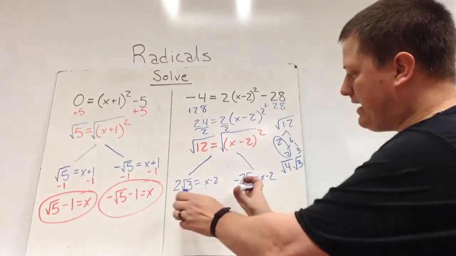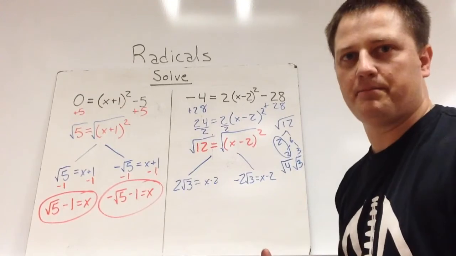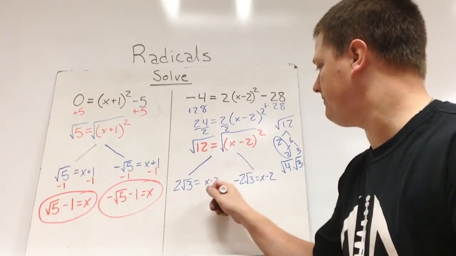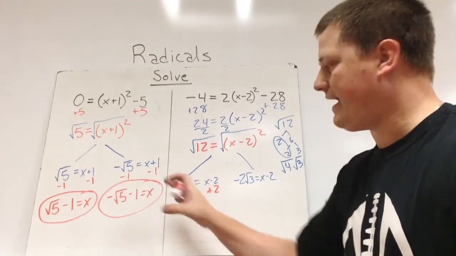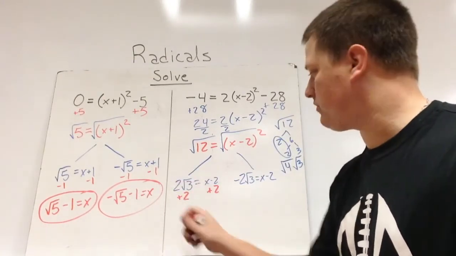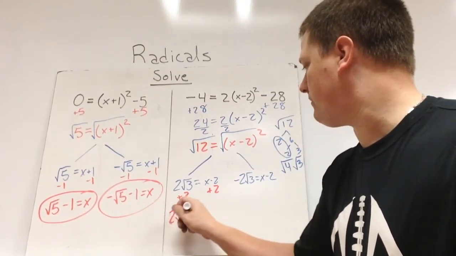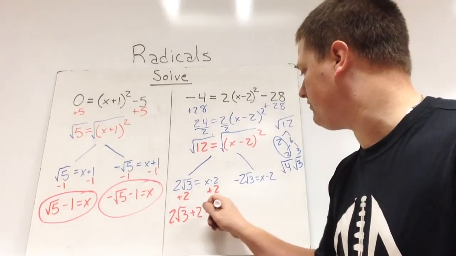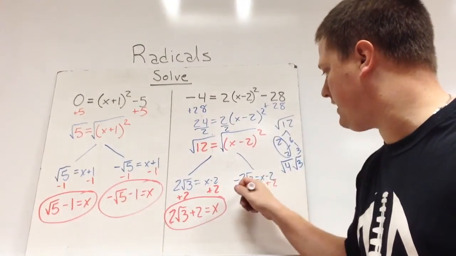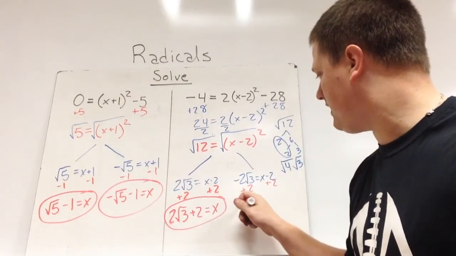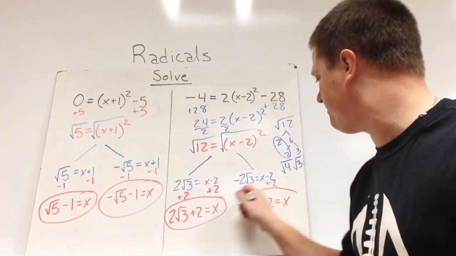Notice I can put my simplified version in and just put a negative sign in front of the negative version. Then I'm going to add 2 to both sides. Now, this 2 doesn't have a square root next to it, so I can't add them because they don't have the same square root. So I've got 2 square root 3 plus 2 equals x. And in this one, I'm going to add 2. And again, I can't combine them. They're not like terms. Negative 2 square root 3 plus 2 equals x.